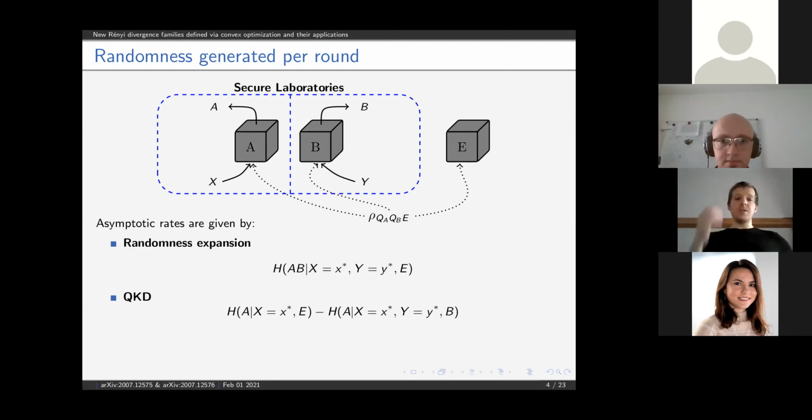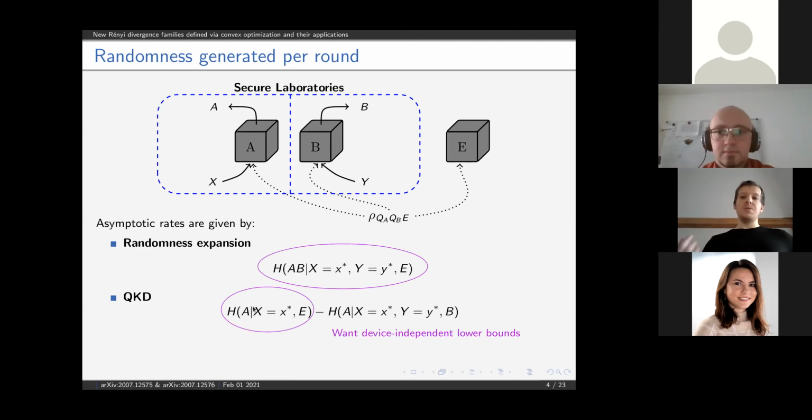The asymptotic rates, for example, of randomness expansion protocols and QKD protocols are given here. They are in terms of the conditional von Neumann entropy, for example, the conditional von Neumann entropy of the outputs of the devices conditioned on the adversary side information. I should also mention that the non-asymptotic rates can also be expressed in terms of these quantities here.